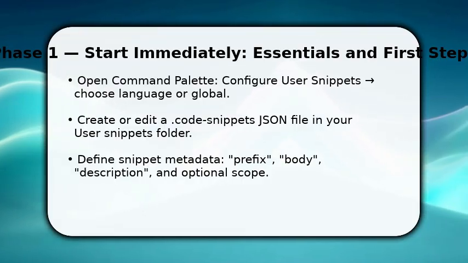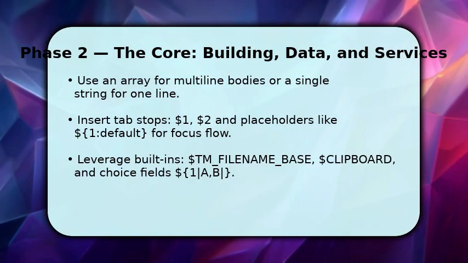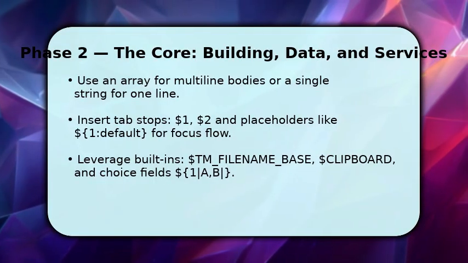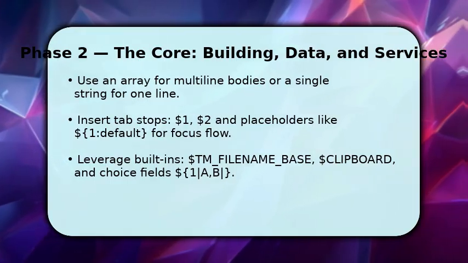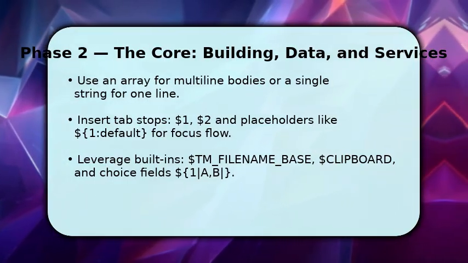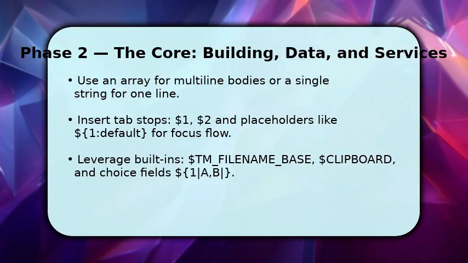Start typing the snippet structure now and save as valid JSON so VS Code can read it immediately. Continue by composing the snippet body with deliberate tab stops and placeholders so you control cursor flow when expanded. For multiple lines, use a JSON array where each element is a line. For single-line snippets, a single string suffices.